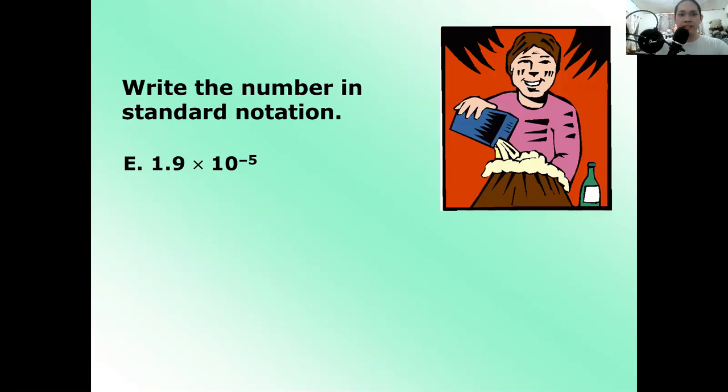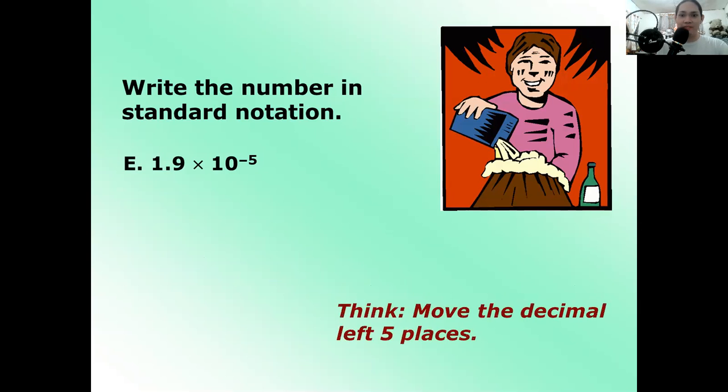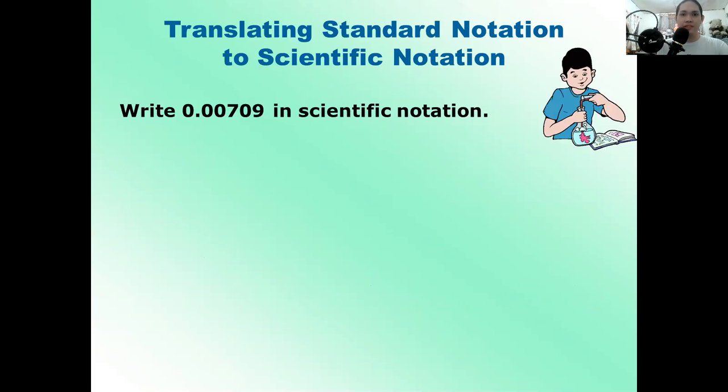Okay, next, write the number in standard notation: 1.9 times 10 to the power of negative 5. As you can see, the exponent is negative. So move the decimal left 5 places. So yeah, that's it. We have 0.000019 as our answer.